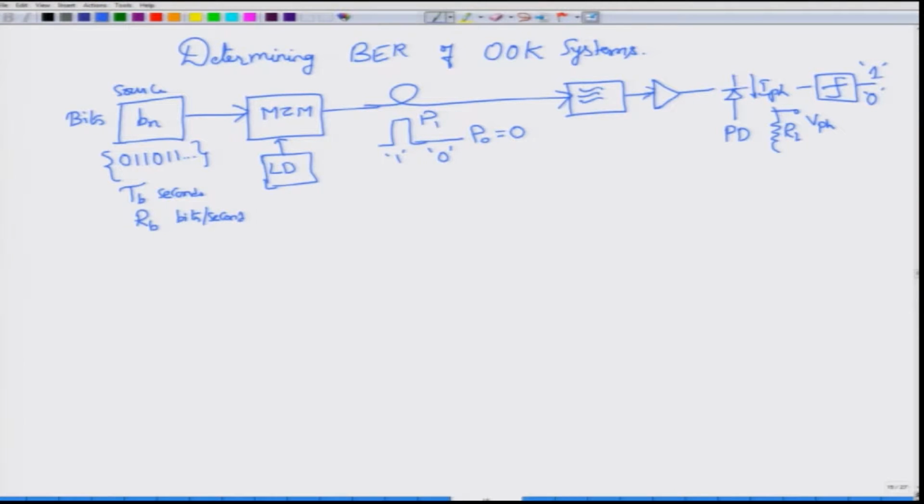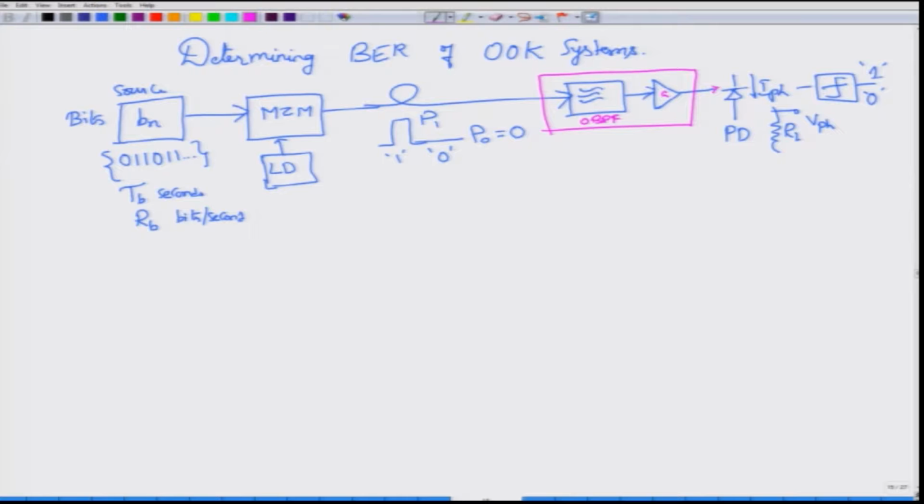For now, we will assume that this amplifier and the band pass filter combination does not really enter into the picture. In fact, it is not required because the detection can be done, or the basics of the bit error rate can be established without reference to these, and the effect of having a gain and an optical band pass filter can be added later or discussed later.